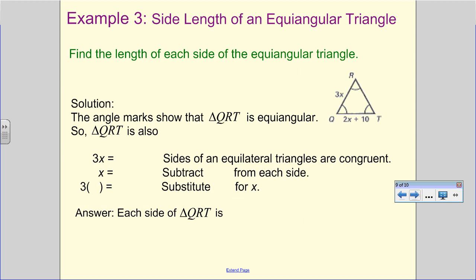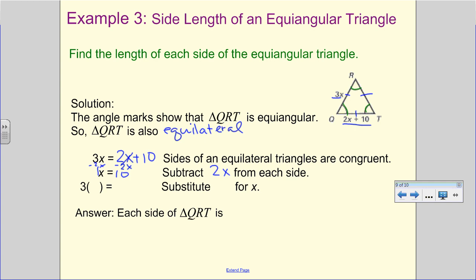Find the length of each side in the equiangular triangle. So if angles are equal, then that means sides are equal, congruent. The angle marks show that it's equiangular, so the triangle is also equilateral. So that means 3x is equal to 2x plus 10. I'm going to subtract 2x from each side, so 3x take away 2x leaves you with 1x. That leaves you, after you subtract that from each side, with just 10.